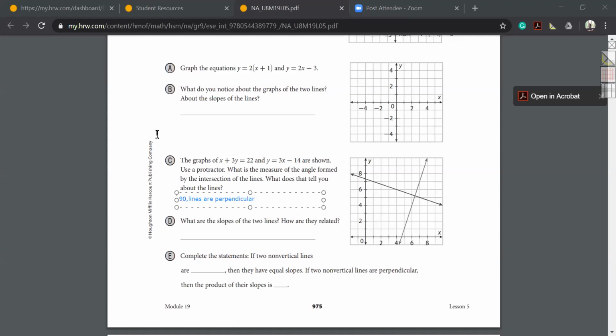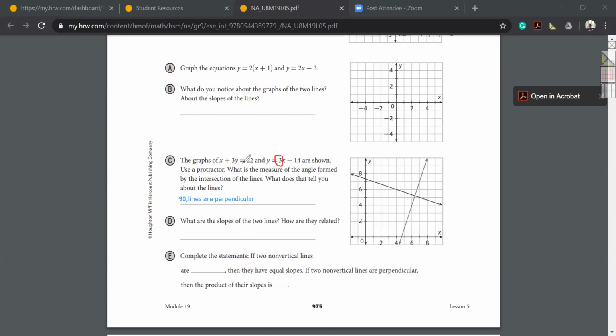Right? Okay. And then, what are the slopes of the 2 lines? How are they related? Let's find the slope of this line and find the slope of this line. But from here, it's very easy. Again, y equals mx plus b, so m is 3.